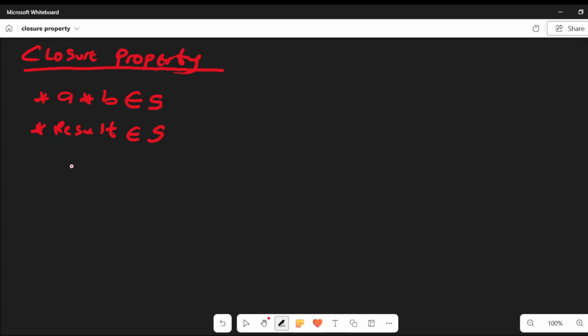Now, suppose we are given a set of integers, and it is represented by S. We are going to check whether this set S is closed under addition, subtraction, multiplication, and division. But before we move on, let's talk about integers.